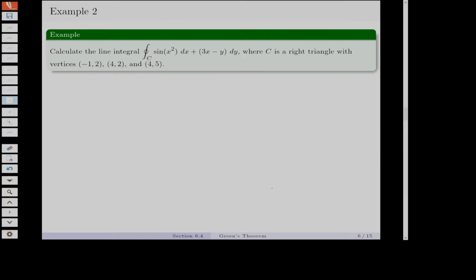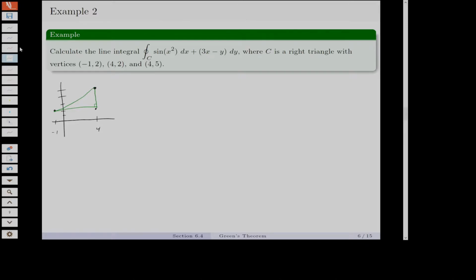Okay, let's look at another example where we're not integrating over a rectangle. So I'm going to start by looking at this region I'm integrating over. So here we have a right triangle with vertices -1, 2, 4, 2, and 4, 5. Okay. So if I connect these points up, they give me a right triangle, which is good.